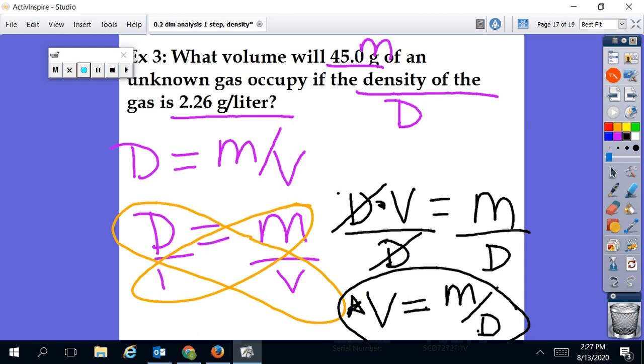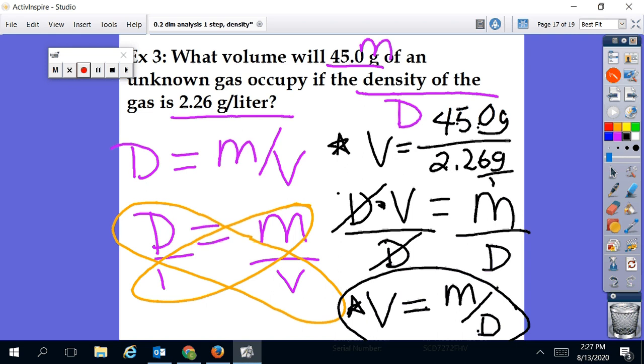I'm going to just work over here. So that's going to be 45 grams over 2.26 grams per liter, and you get 19.9 liters. Okay, and the sig figs, the top number has 3, the bottom has 3, and we'll leave the answer in 3. Okay, if you have grams over grams per liter, what's happening is the grams cancel out and the liter flips to the very top.